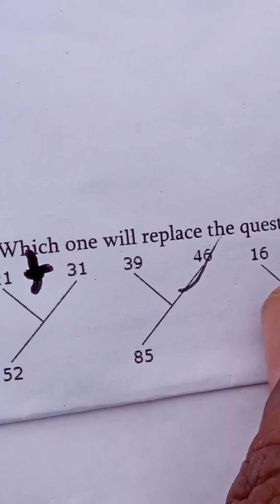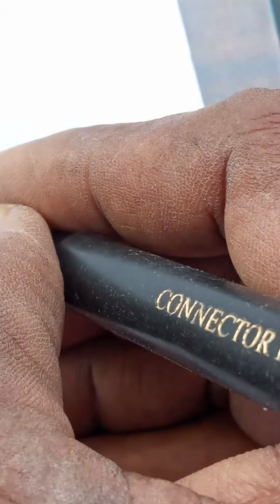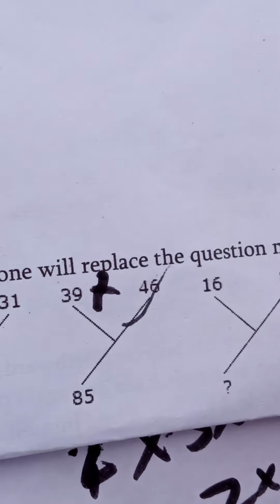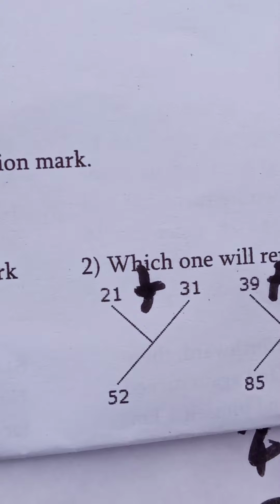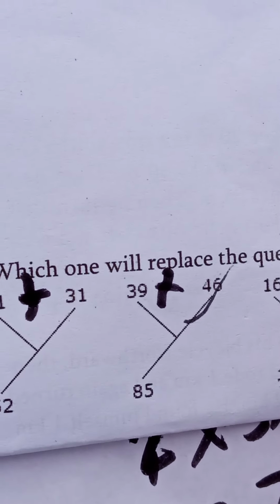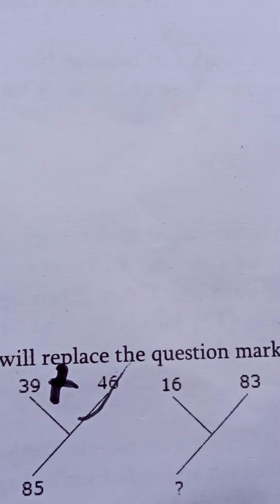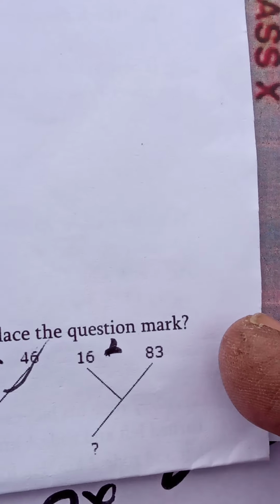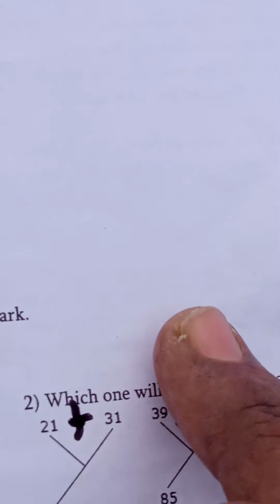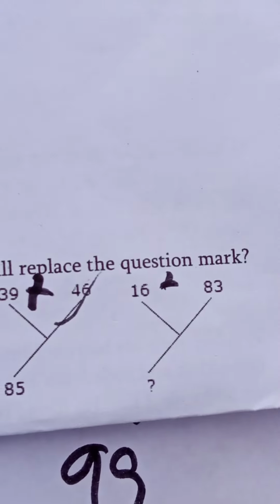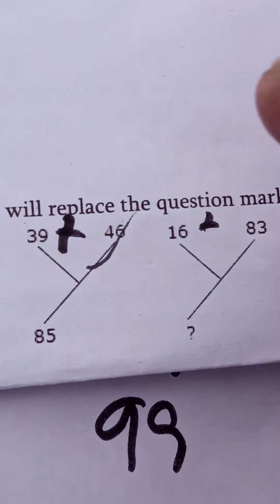Okay, now let me go for the next number. 39 plus 46 is 85. Okay, 21 plus 31 is 52, 39 plus 46 is 85. So what would be the next number? 16 plus 83. What is 16 plus 83? 99. So the question mark should be replaced with 99. So you can replace this question mark with the value 99.